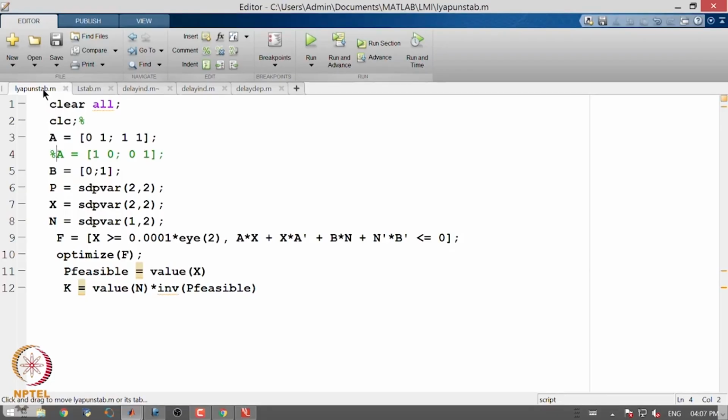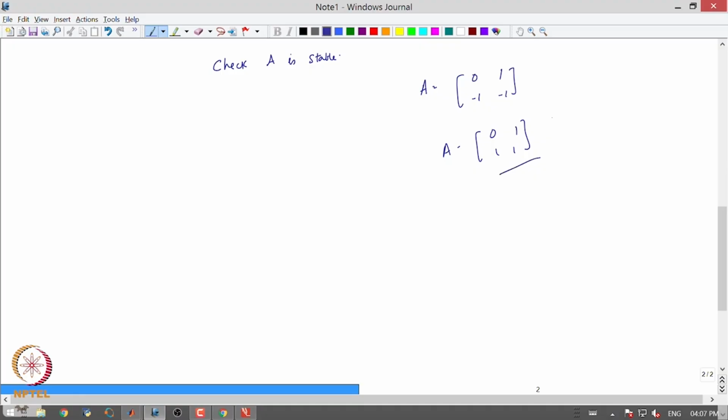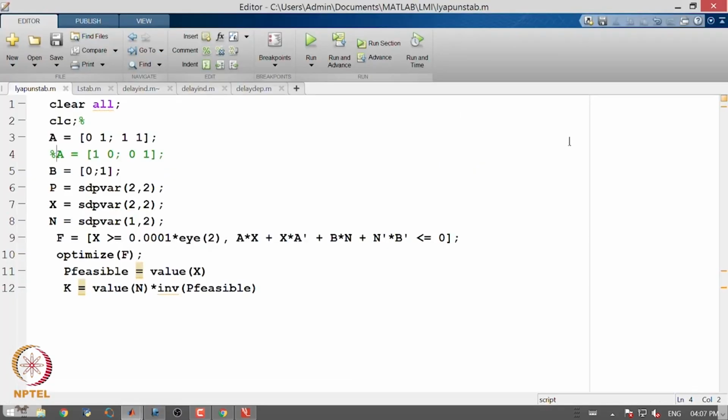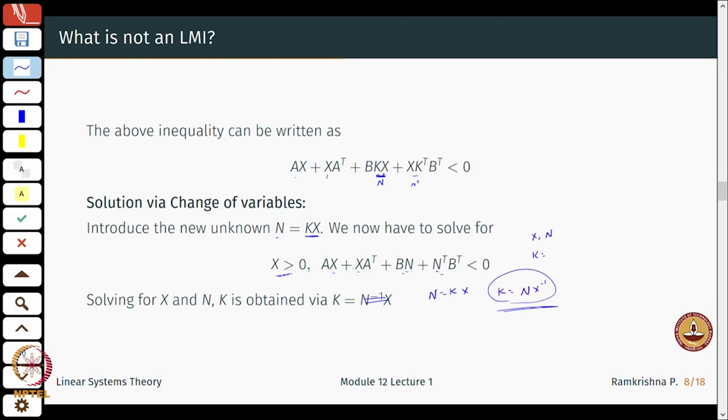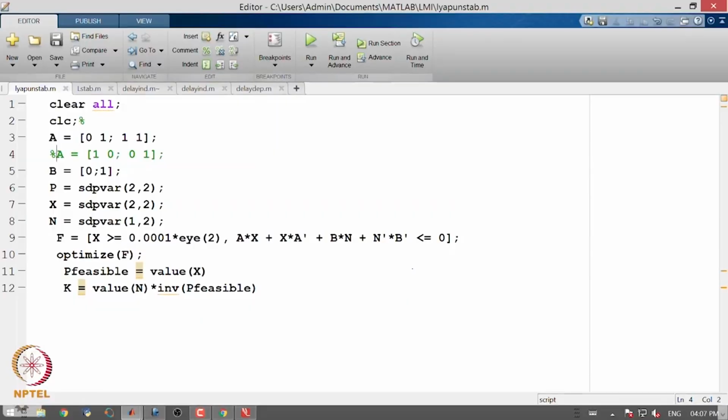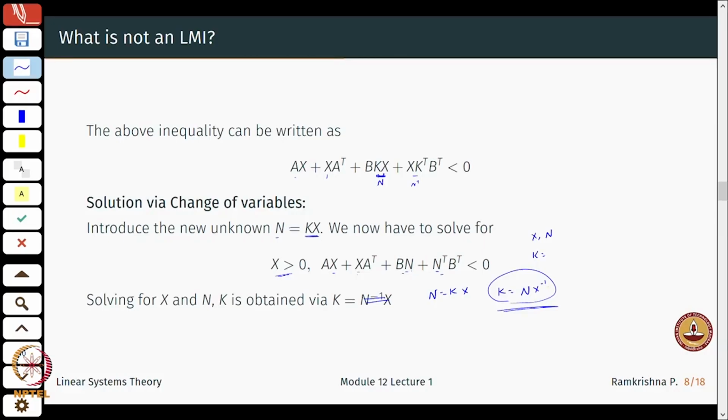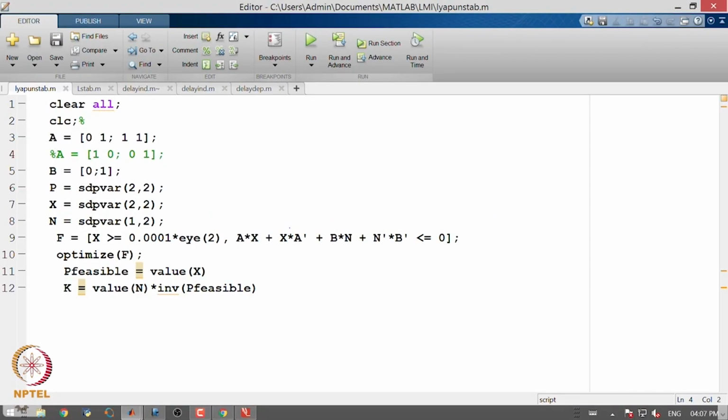So I just take this unstable A here, 0 1 1 1, which we had here, and say let B be 0 1, and I need to search for a K, or find whether or not a K exists, such that this system is stabilizable. The P I do not need anymore. So my X is again a 2 cross 2 matrix, my SDP variable. X is what I am solving for, and P is just X inverse that I can easily find out. N is of dimension 1 cross 2, and this is also an SDP variable.